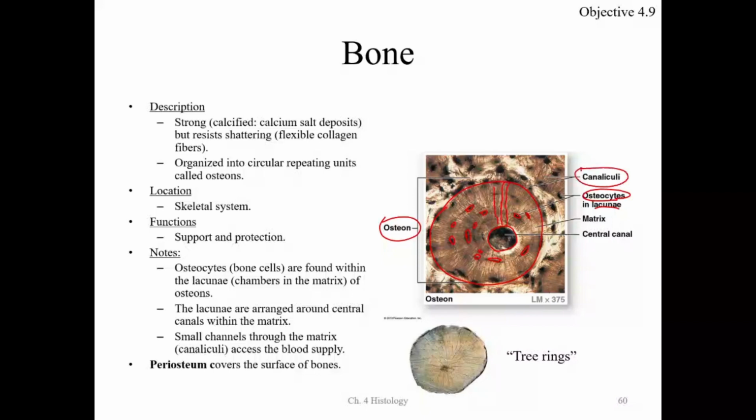Canaliculi. Okay, and around the bone is the periosteum. That's the membrane of the bone's surface. Okay. Now the three kinds of cartilage. To me, this looks like tree rings.